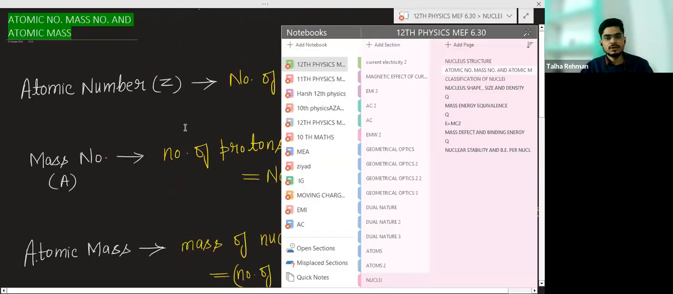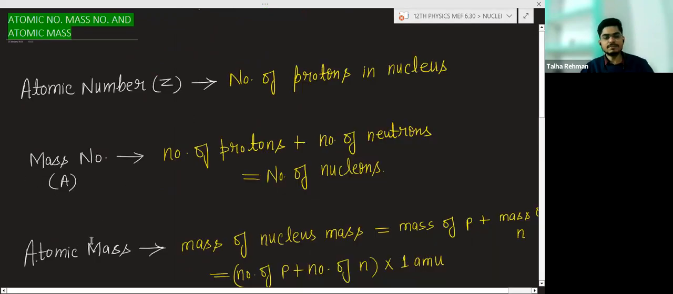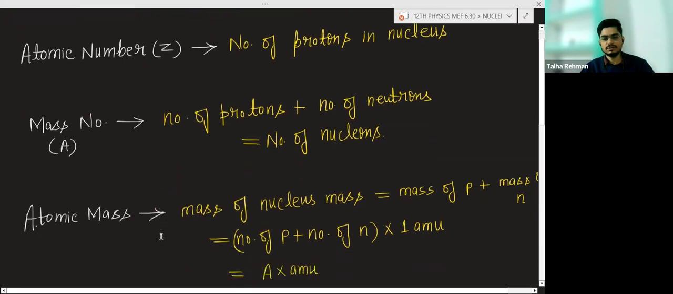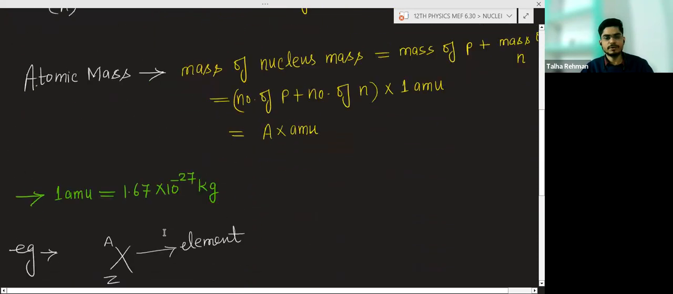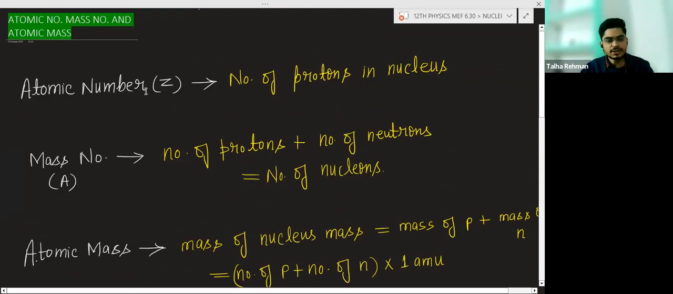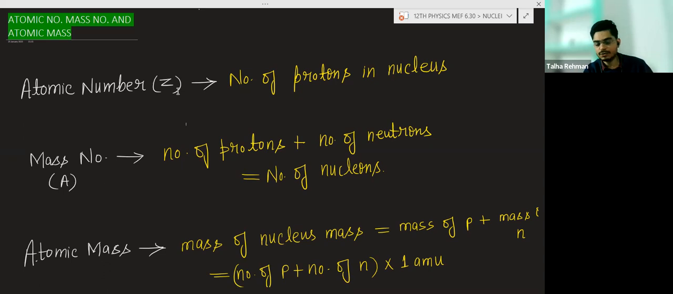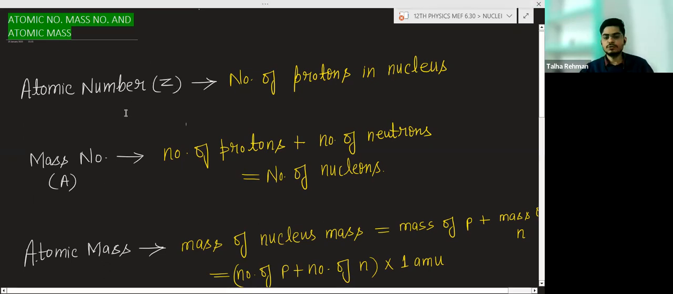After this, what is atomic number, mass number, and atomic mass? Atomic number, mass number, and atomic mass. So basically, what is the atomic number? There are elements in the periodic table: hydrogen, helium, lithium, beryllium, magnesium, chlorine, oxygen. Okay, we have elements. So for those elements, there are different atomic numbers.